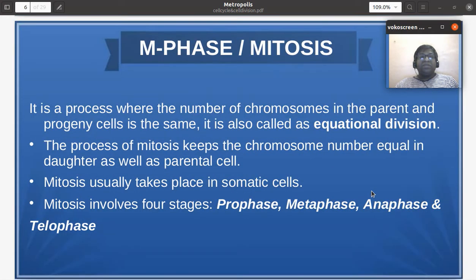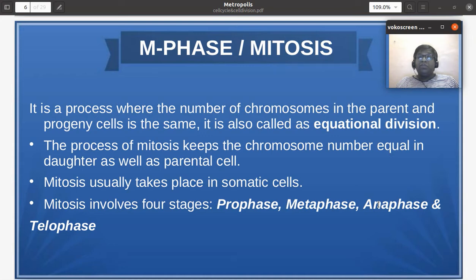The M phase or mitosis is a process during which the number of chromosomes in the parent and progeny cells is the same. When I say progeny, I am talking about offspring or daughter cells. Since the number of chromosomes remains the same, it is also called equational division.